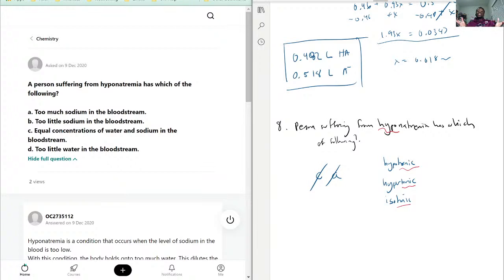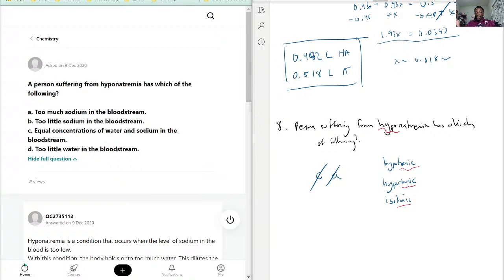Because water is typically treated as a solvent, I would stray away from D, since it refers to too little water in the bloodstream. And because water is a solvent, typically you won't see hypo, hyper, and these different words refer to the solvent. So the only option here will be too little sodium.